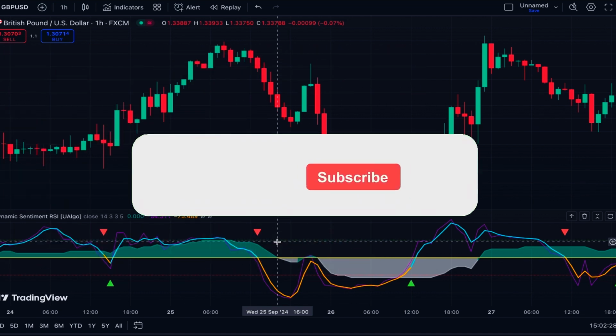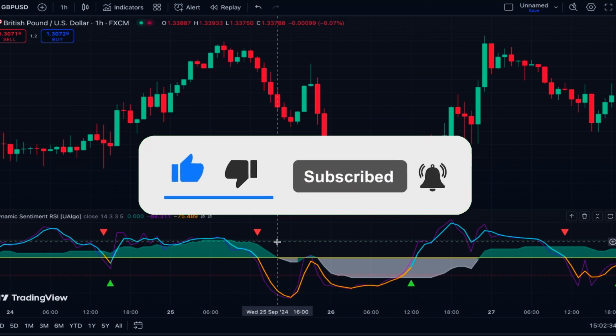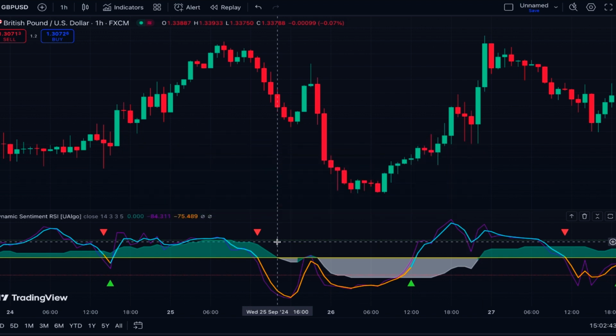Because this new RSI is built based on sentiment and volume factors, it can better adapt to market conditions, making it easier to identify early signals of reversal or continuation of trends. Let's see what we have here in this indicator.